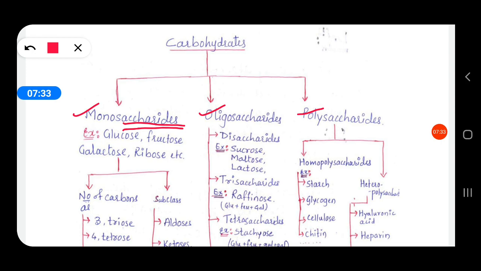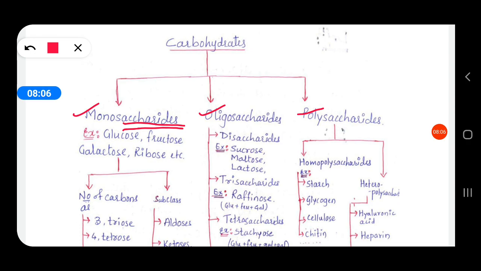Mono itself indicates one. Monosaccharides: one monomer unit, one sugar molecule. So these are the simplest carbohydrates. They won't give further simpler carbohydrates on hydrolysis. These are themselves the simple carbohydrates. So examples of monosaccharides are glucose, fructose, galactose, ribose.